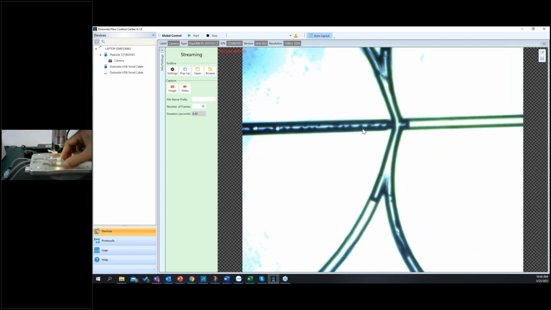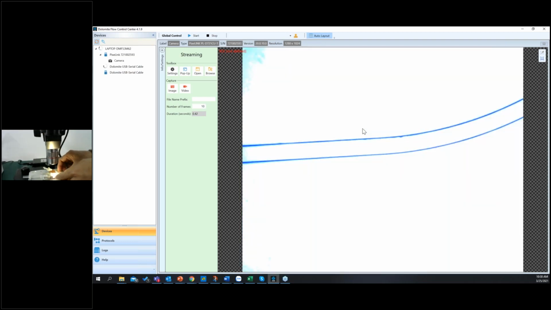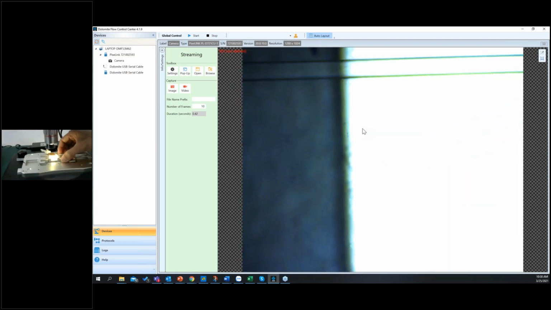We also have a different chip, the two inlet chip. Here you can see the two inlet chip is for 2-reagent input applications. So let's see what it looks like in the microscope.